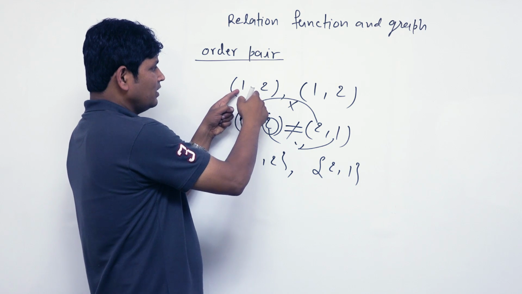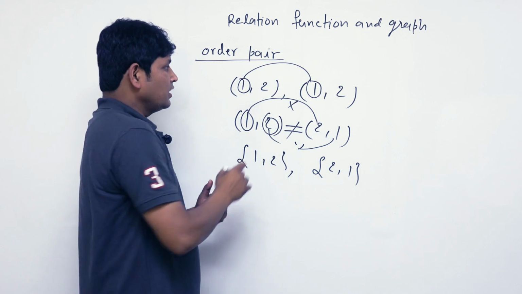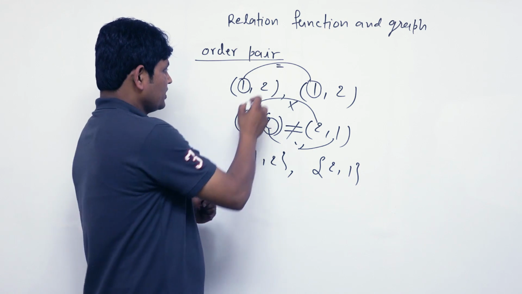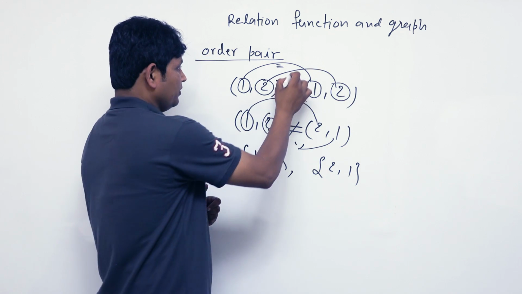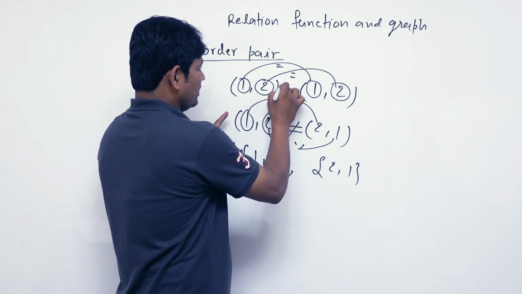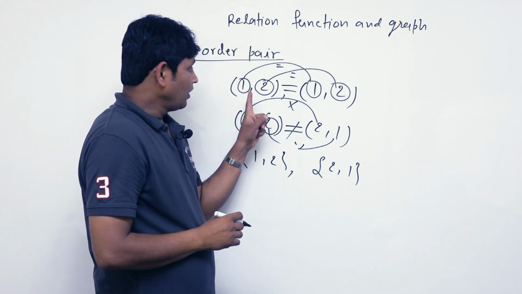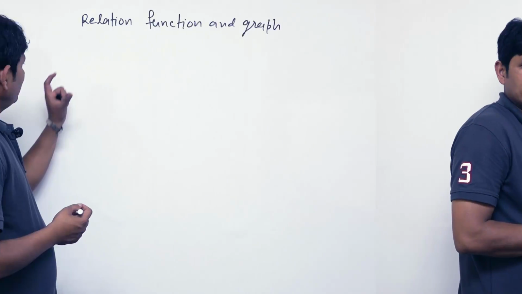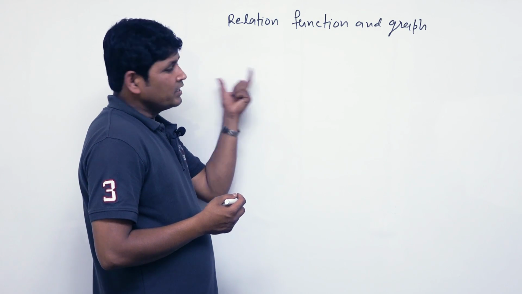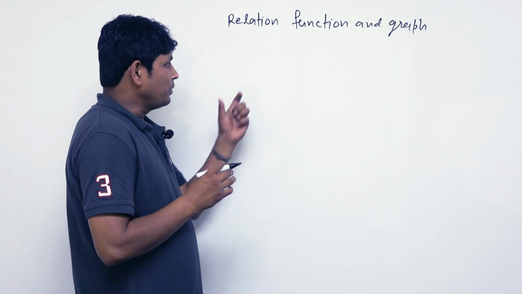In this case, the first component corresponding to the first component is equal, and the second component and second component are also equal. That is why we can say that both ordered pairs are equal. So now we understand ordered pairs and how they are related. Now let's take some examples of ordered pairs and see how to solve a problem on the basis of ordered pairs.